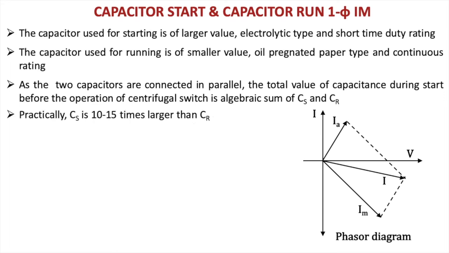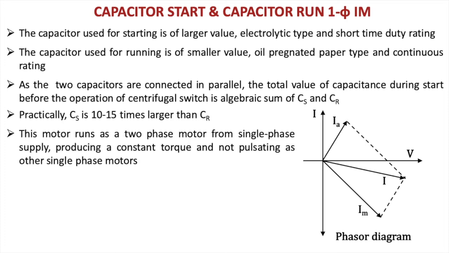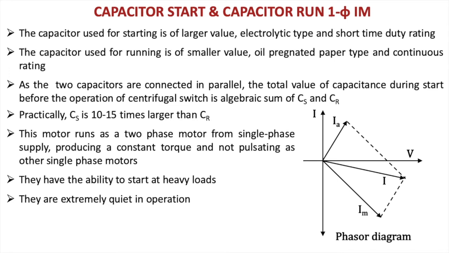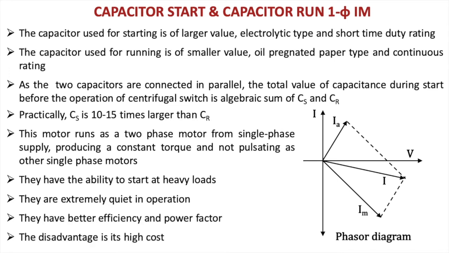Practically, the start capacitor is 10 to 15 times larger than the run capacitor. The motor runs as a two-phase motor from a single-phase supply, producing a constant torque and not pulsating as the other single-phase motors. They have the ability to start at heavy loads. They are extremely quiet in operation. They have better efficiency and power factor, as compared to the capacitor start. The disadvantage is only its high cost.